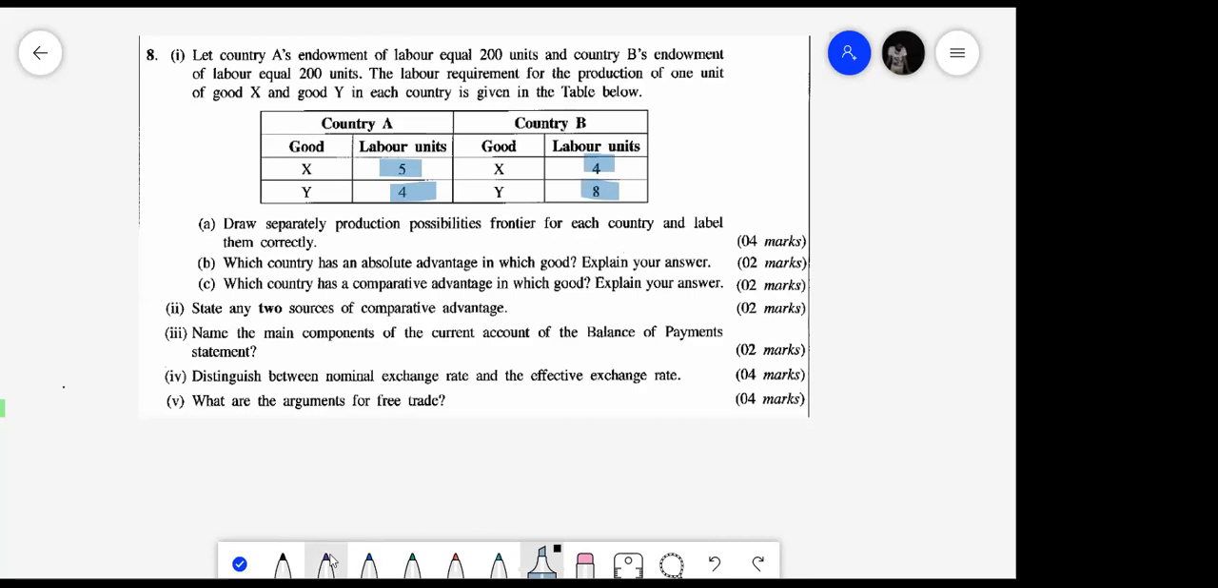So think, country A has 200 people, right? 200 labor units. To produce one good of X, they need 5. So if they use all the 200 to produce good X, how many goods can they produce, guys?